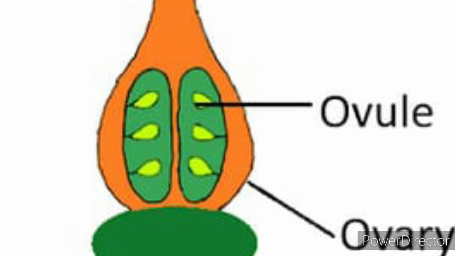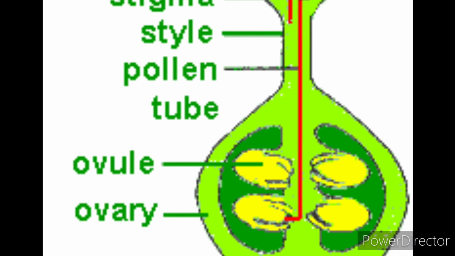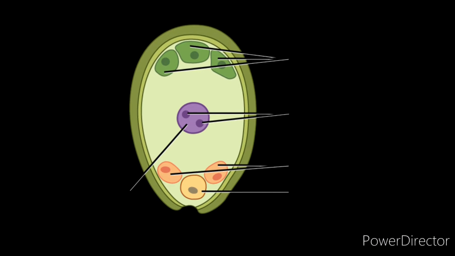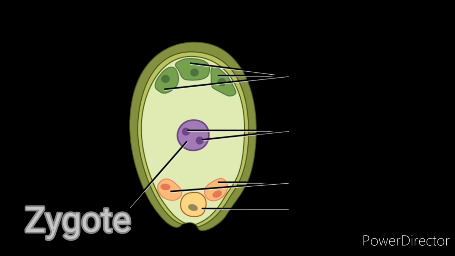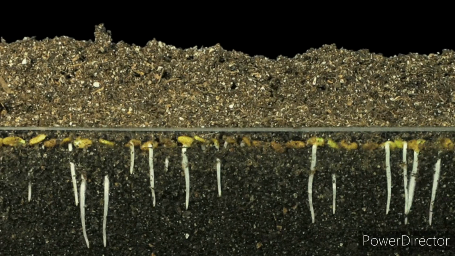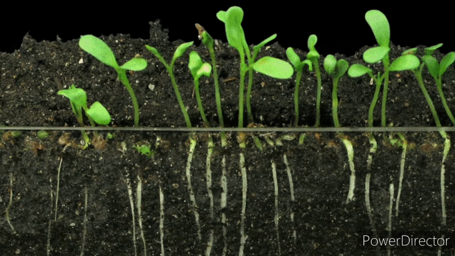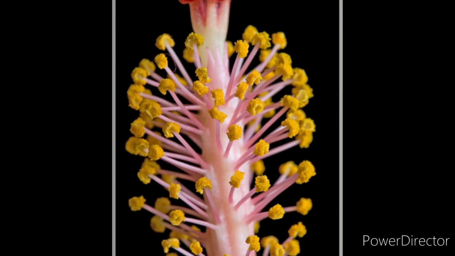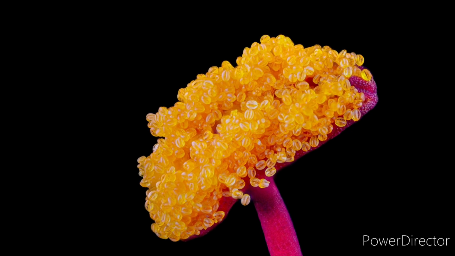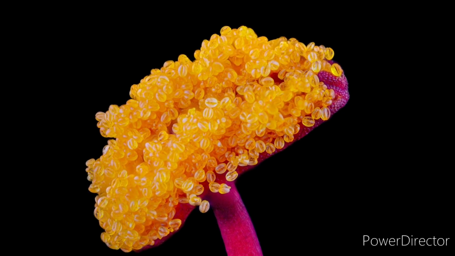The male germ cell produced by the pollen grain fuses with the female gamete present in the ovule. This fusion of germ cells, or fertilization, gives us the zygote, which is capable of growing into a new plant. For that, the pollen needs to be transferred from stamen to the stigma. Thus, the transfer of pollen from anther to stigma is known as pollination.